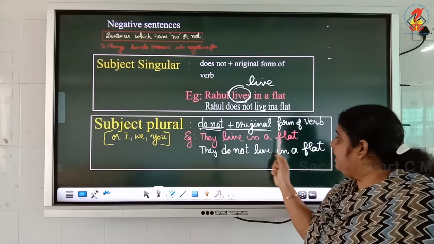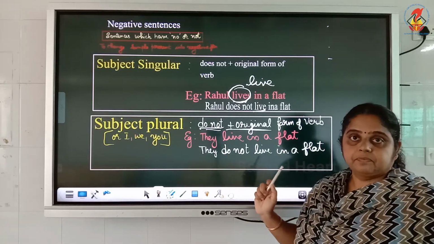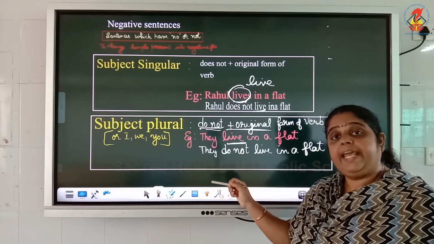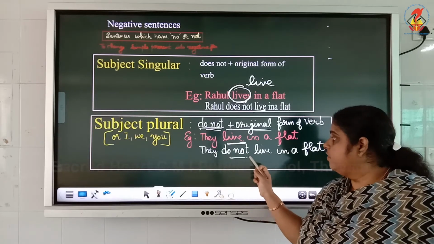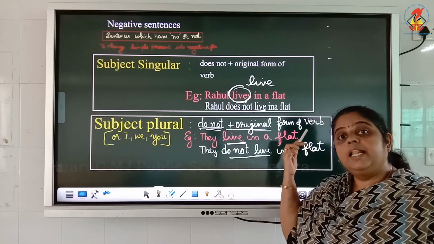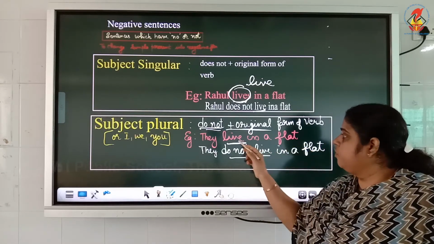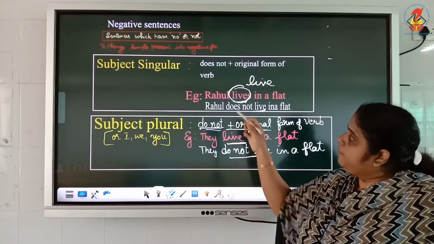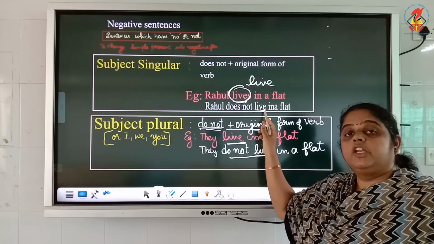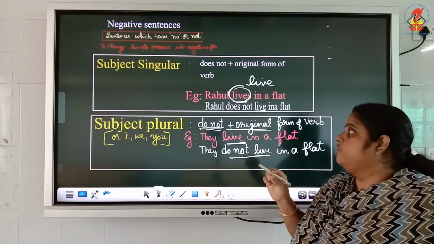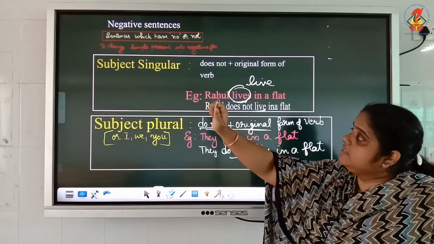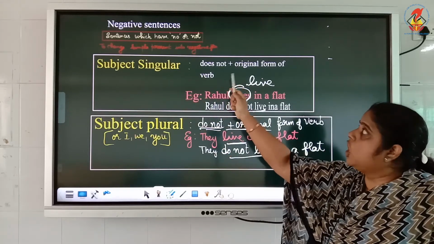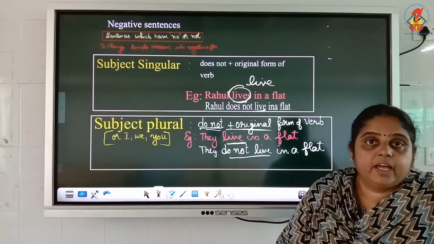See, they live in a flat. They are plural. So, here live is the verb. So, when we convert into a negative sentence, we write they do not live in a flat. Original form. Here in both the cases it is original form. But here lives is changing into live. That is what you have to remember. So, in negative sentences when the subject is singular, this is the format. Does not plus original form of the verb.